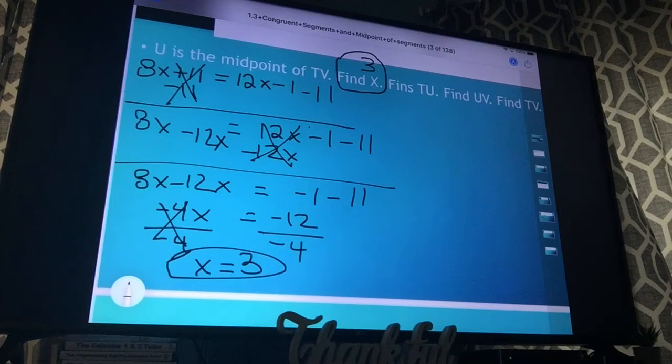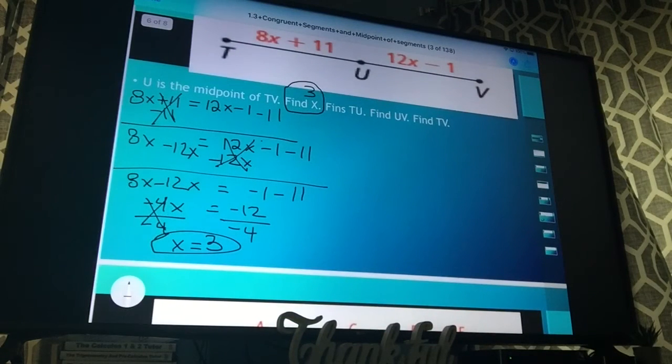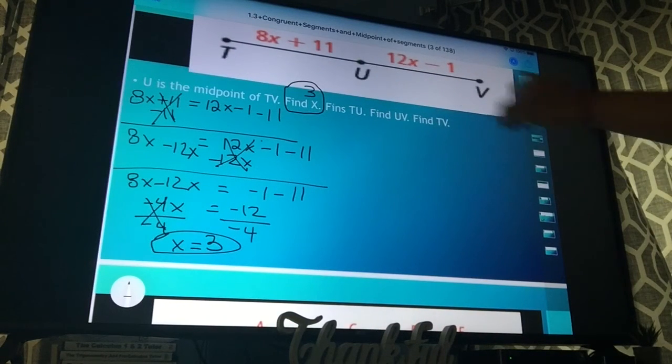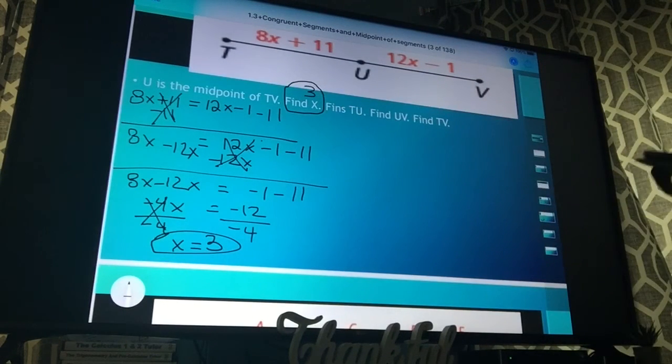Okay, and the next one says, well, find TU. Okay, so find TU. Well, we know that TU, if we look at the line, TU from here to here says 8x plus 11. So we can write that down, 8x plus 11. Okay, but now we know our x, and what is our x value? Okay, well, our x value is 3.